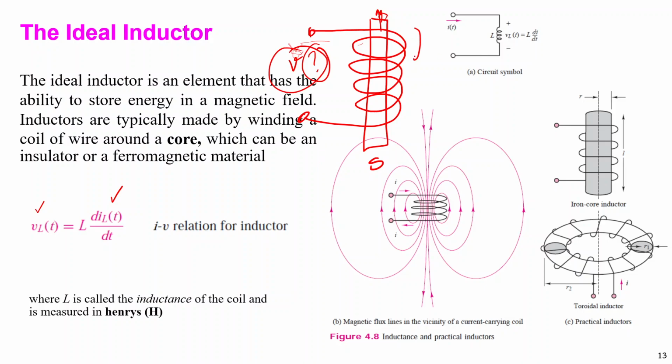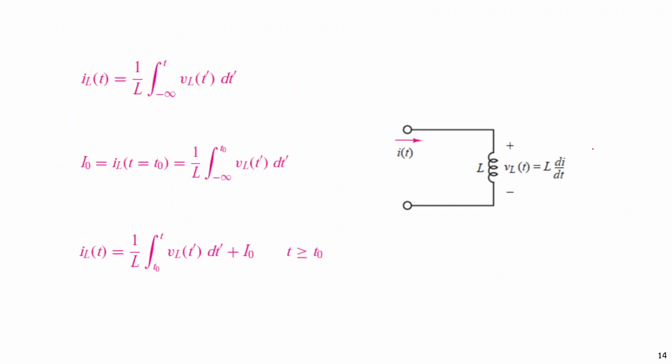Similarly, if the current changes, there is voltage across the coil. If the current is not changed, there is no voltage, just the opposite way of the capacitor. We call this an inductor. The voltage across the inductor takes place only when the current changes. If the current is constant, for example I equals 10 amps constant, there is no voltage. So in steady state circuits we replace the inductance by a short circuit.